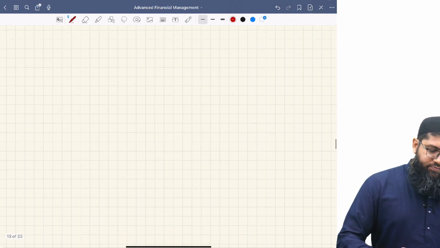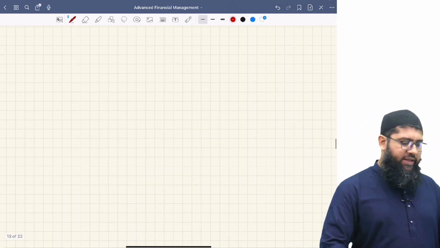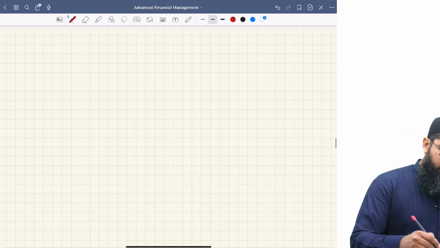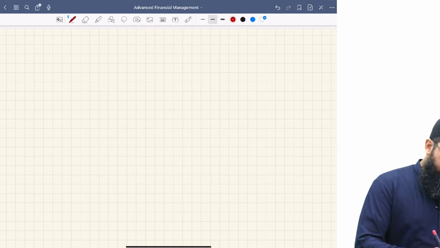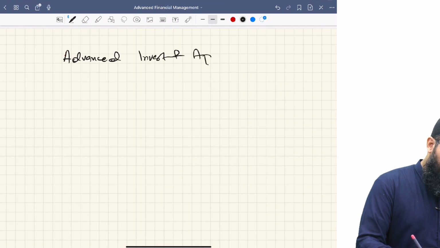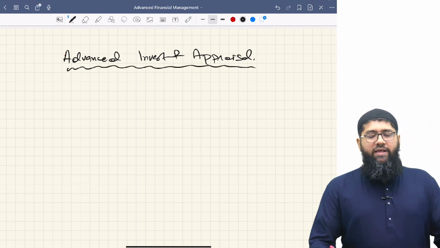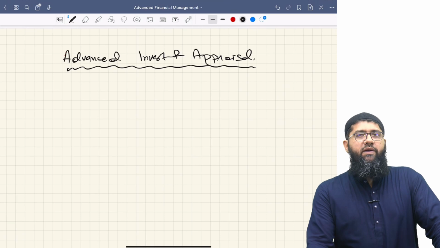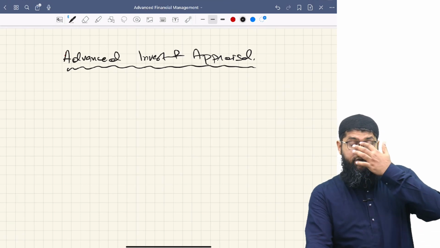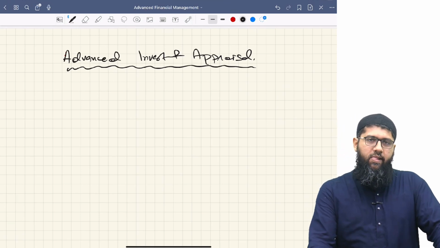Now, the first important syllabus area that I am going to talk about of this AFM course is the advanced investment appraisal. Now what exactly is this advanced investment appraisal? Let's try to understand.